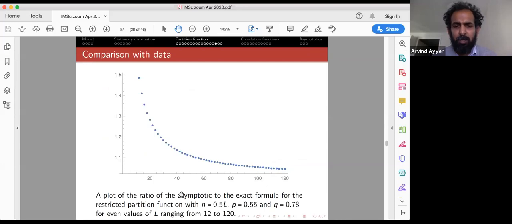So here's an example. I take n to be half the system size, half of L, and I take some generic values of P and Q, nothing special. And I take even values of L from 12 to 120. This is the ratio. I've plotted the ratio of the exact formula to the asymptotic formula, and you can see that it approaches 1. Okay, so just to tell you that even though I didn't do all the details super carefully.